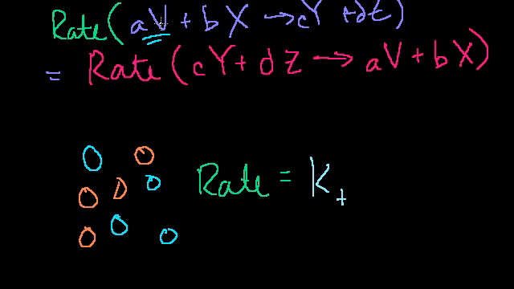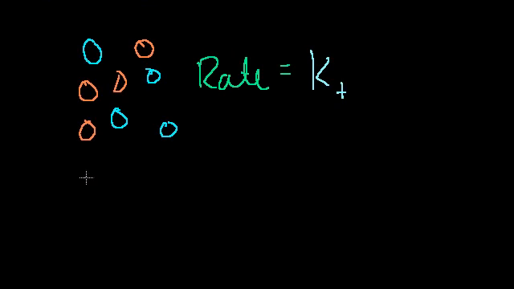We have to have A molecules of V there and B molecules of X. So what's the probability of having A molecules of X, or what's a rough approximation of the probability? Well, the concentration, right? Let's think about this a second.